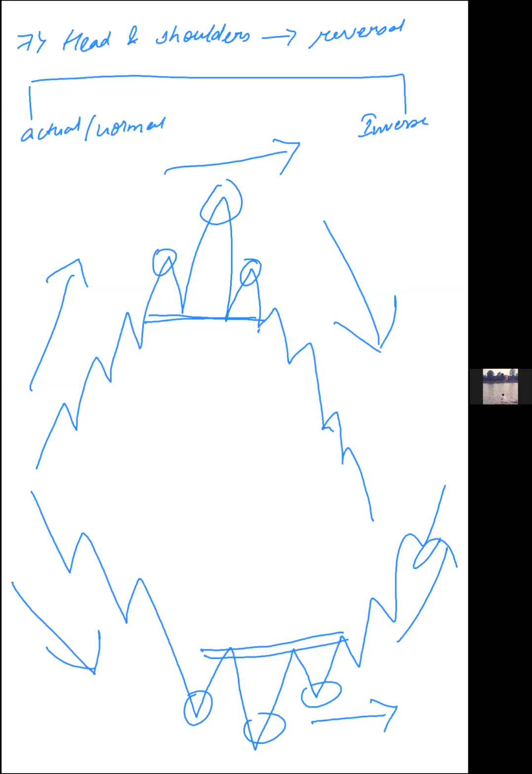Sir, in the head and shoulders pattern, does the neckline have to always be horizontal, or can it be sloping as well? It can be sloping as well. Like this, or not like this. Of course, it can be sloping.